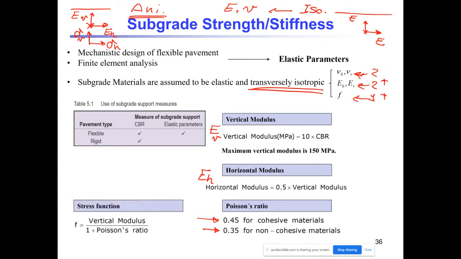And the other one is the shear stress function, which represents the shear modulus of the soil. And this can be calculated from this simple equation. It is the vertical modulus over 1 plus Poisson ratio.